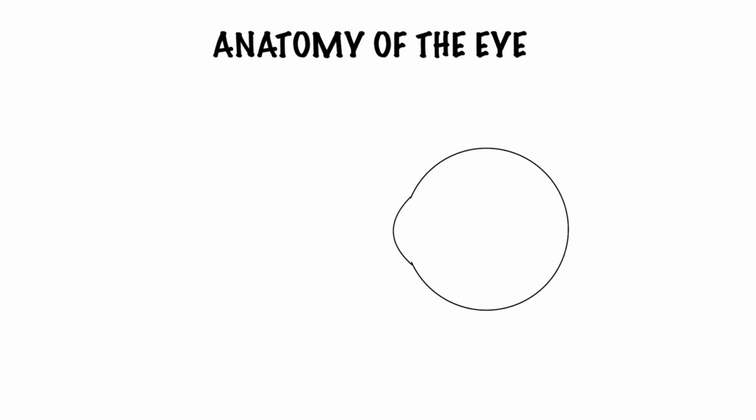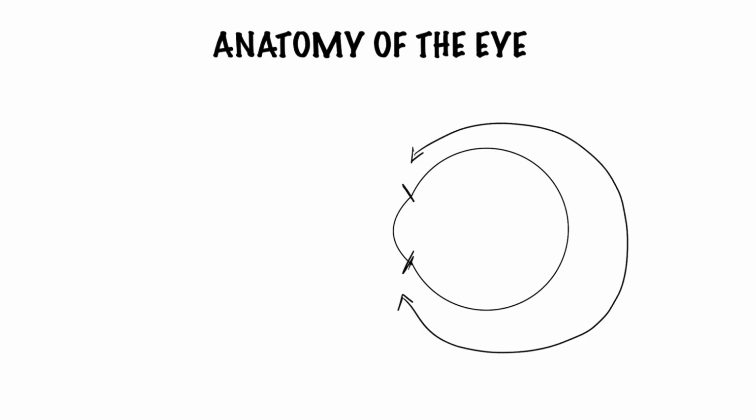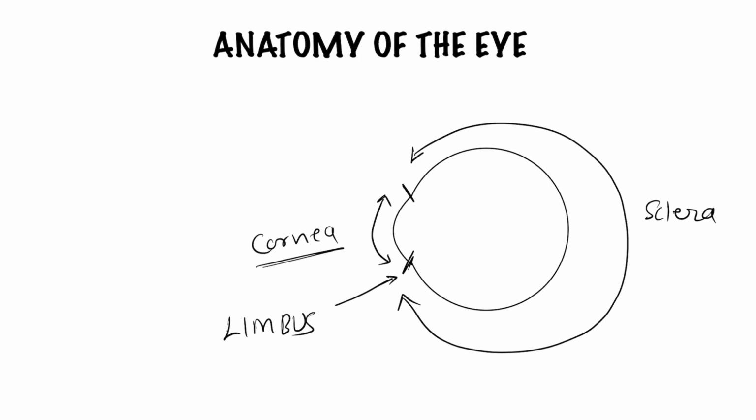See, we have got 3 layers. I'm first showing the outermost layer, which actually has 2 parts. The posterior part, from here to here, this whole part, is the sclera, and the anterior part is called the cornea. There is a junction between the cornea and sclera, which is called the limbus. Clinically it has importance, so that's why this junction is given a name. We will discuss the sclera and cornea one by one.